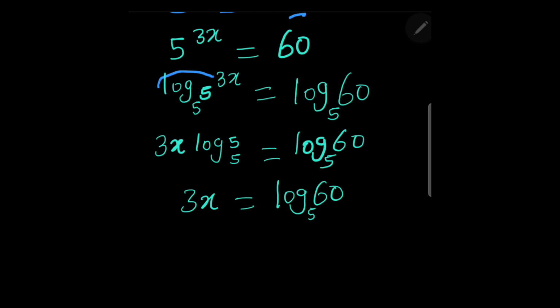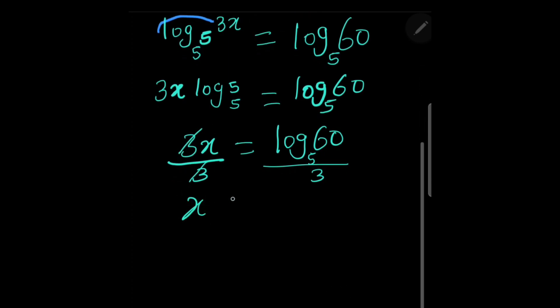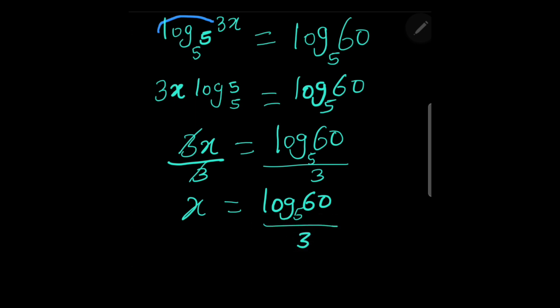Now we have 3 attached to x on the left hand side. What do we do? We divide both sides of this equation by 3 in order to eliminate this 3. So we divide the left hand side by 3, and we do the same thing to the right hand side, so that this 3 can cancel this 3. So on the left hand side, we are left with only x, which is equal to log of 60 to the base of 5, then everything all over 3.